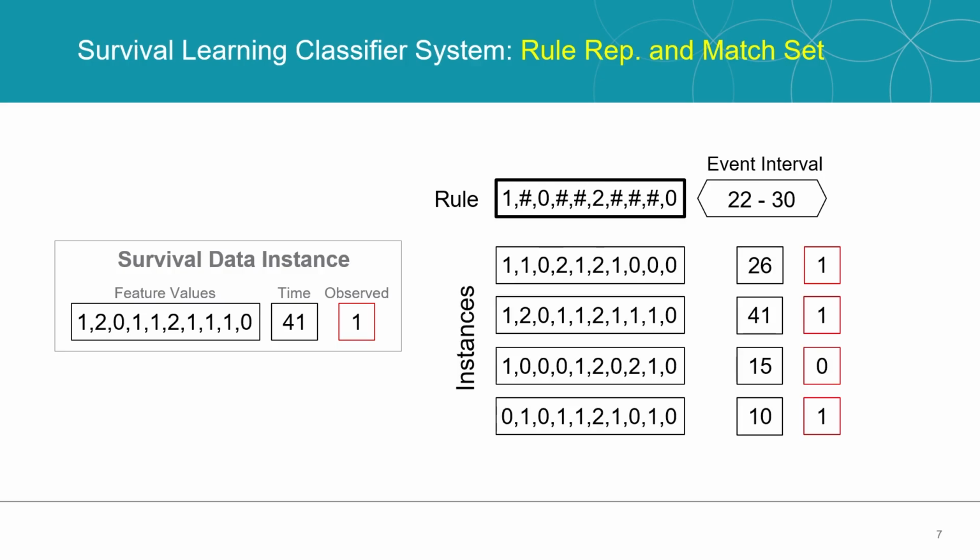Here we show some other example instances in our survival dataset. Matching focuses on the features that are specified in a rule. We check to see if this specified instance value in the rule matches the corresponding instance values in any of the instances. In this case, the last instance value doesn't match. But for the three other specified rule positions, we have all matches. Therefore, in this example, the top three instances match this rule, and the last one doesn't. Note that in determining matching, we ignore the event interval and the time and censoring information.